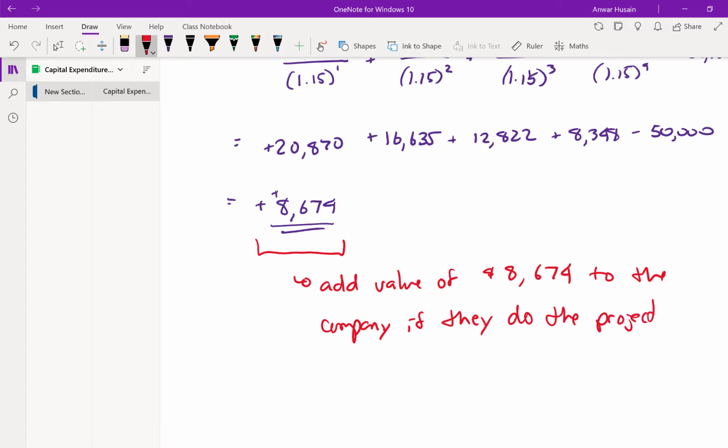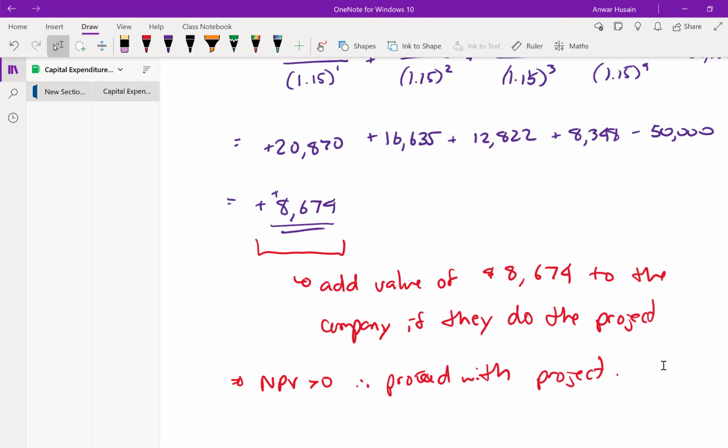The other way of saying it is that NPV is greater than 0, therefore you should proceed with the project. This is a metric you use to determine how much value you're actually adding to the company by doing this project, and whether it's worth doing or not. So if it's greater than 0, you go ahead and do it.